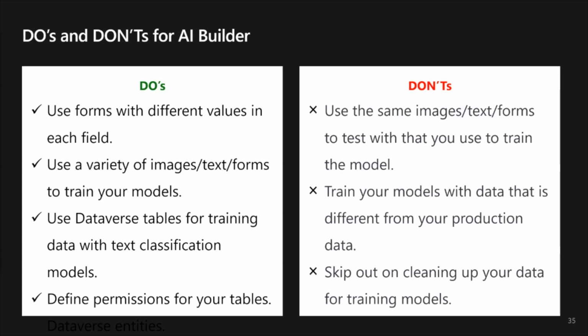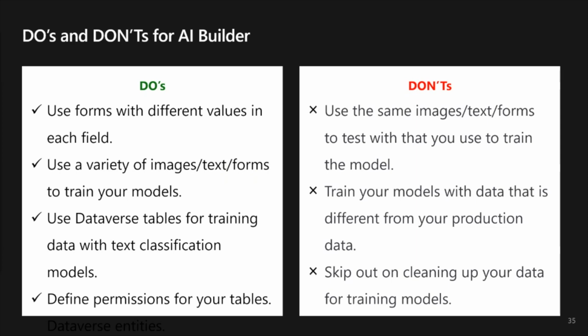So don't use unrealistic made up examples. Use actual examples. Like if you're doing AP invoice automation, take actual invoices from your vendors and your suppliers that are similar to what are going to be used with your production data. And also don't skip out on cleaning up your data for training the models. So especially with text classification, or if you're doing object detection and you're identifying a list of products, make sure that the data that you're starting with of what you're going to be detecting is cleaned up. You don't have duplicates in it and so on, because that can complicate things when you're trying to work with it.